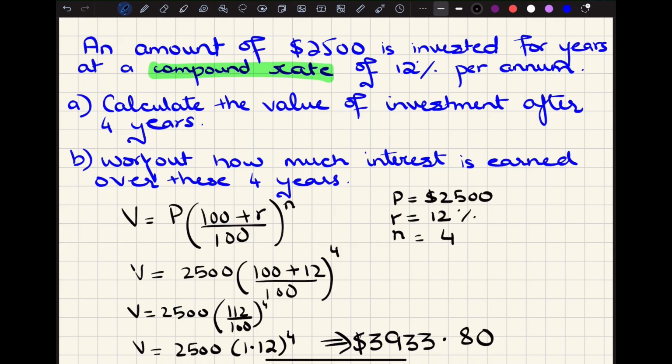So $3,933.80 at the end of 4 years. Okay, so that is your answer to part A. Now work out how much interest is earned over these 4 years.